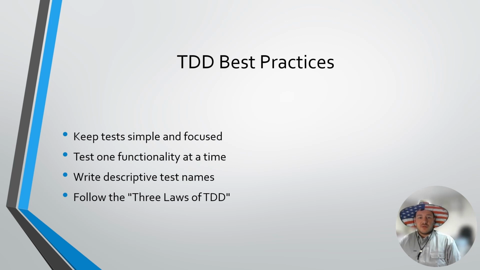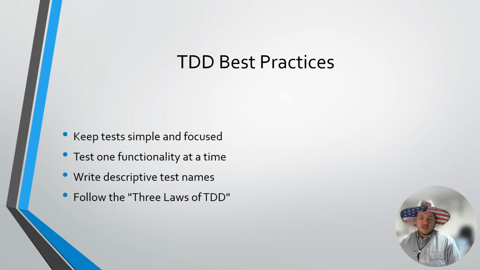The third law is you should write only enough production code to pass the failing test. This means that developers should write only the code necessary to pass the failing test rather than writing more code than necessary. This ensures that the code is not over-engineered and reduces the risk of introducing defects.